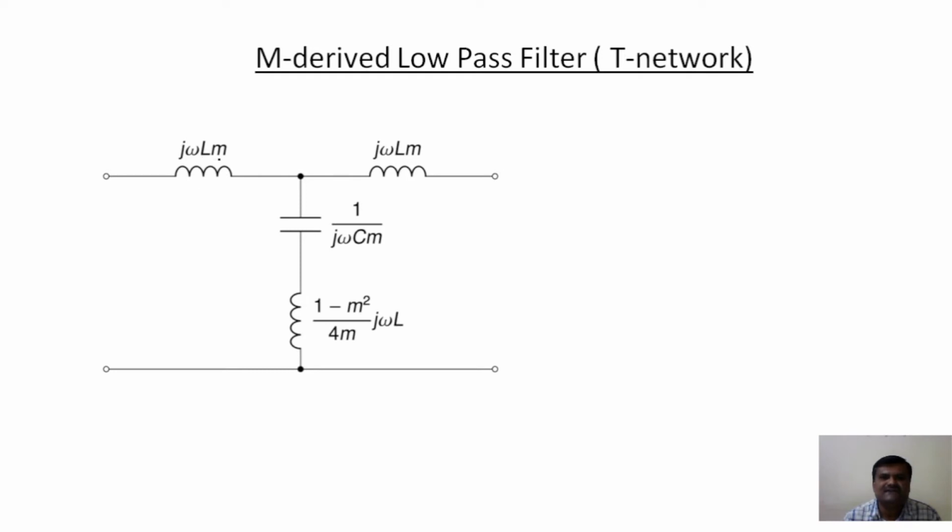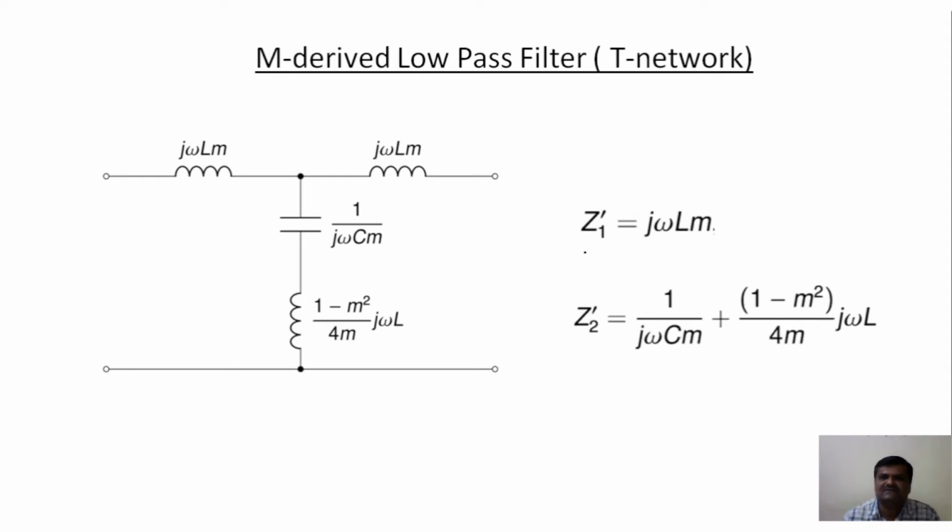The impedance Z1 is given as j omega Lm, and Z2 dash related to the shunt arm is a combination of capacitance and inductive reactances. So Z2 dash equals 1 upon j omega Cm plus (1 minus m square) divided by 4m j omega L. These are series and shunt arm impedances of low pass filter.